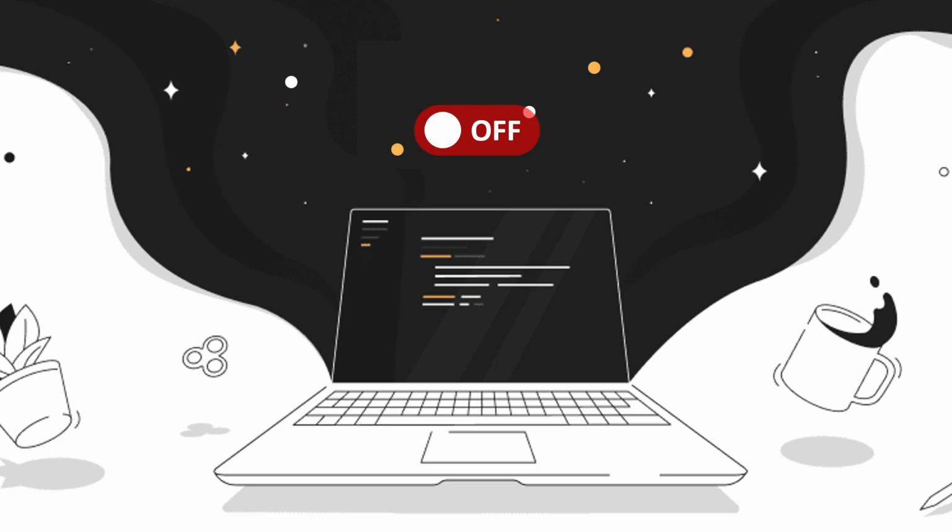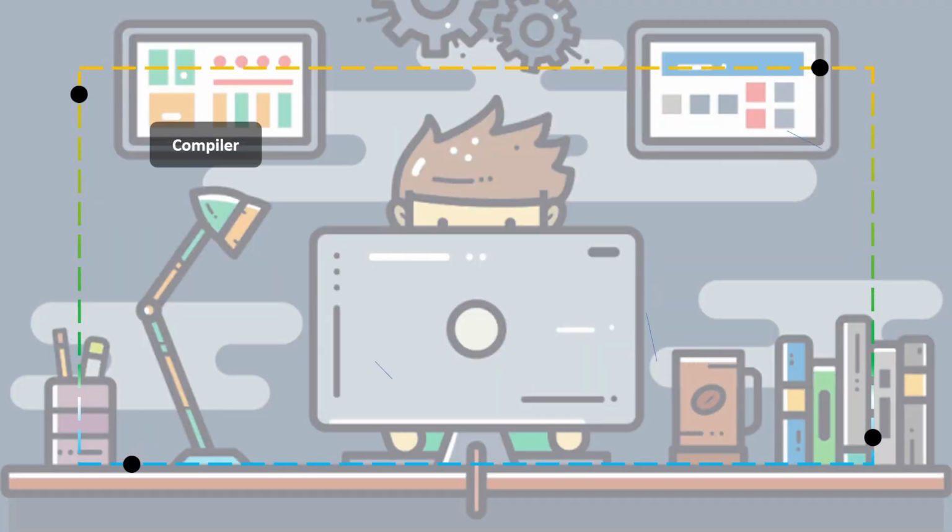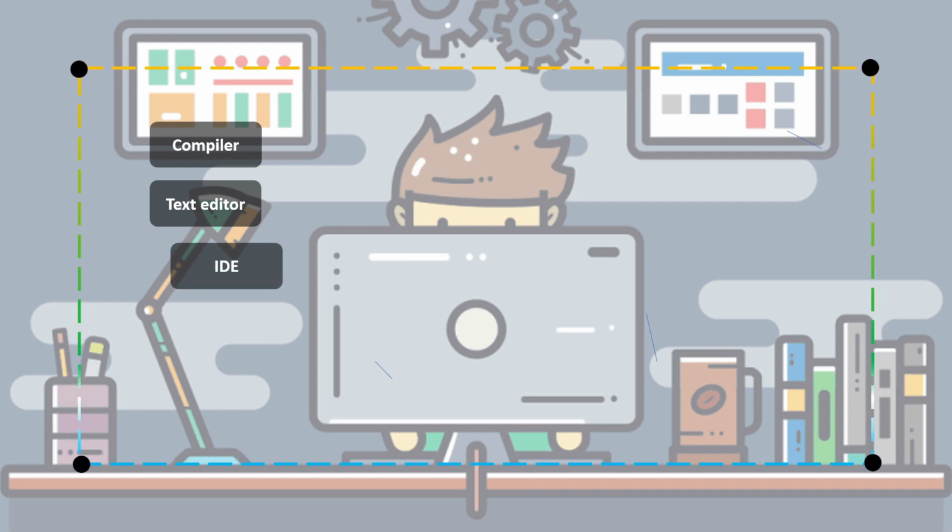Before coding in C, we need some software in our system so that we can write and run our C code. We require a compiler as well as a text editor, or you can use an IDE. If you use an IDE, then you don't need to install a compiler separately, because when you install an IDE in your computer, the compiler installs automatically in your system.